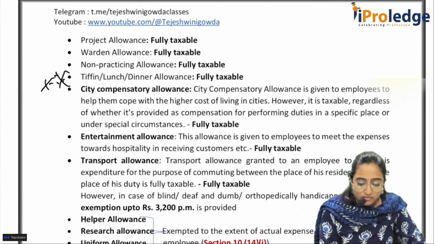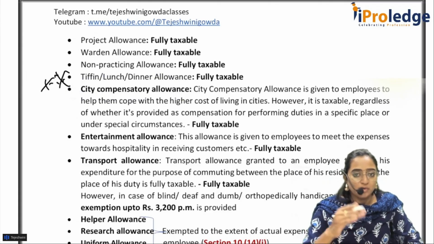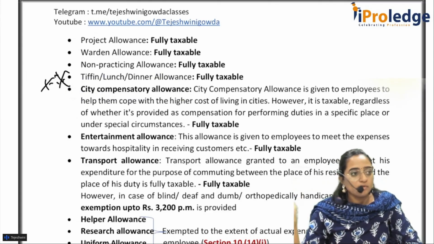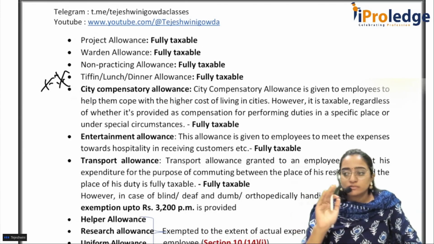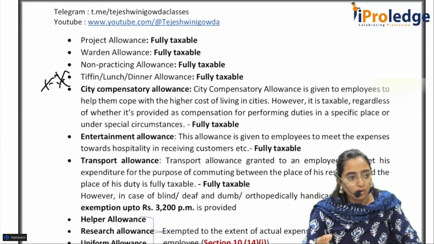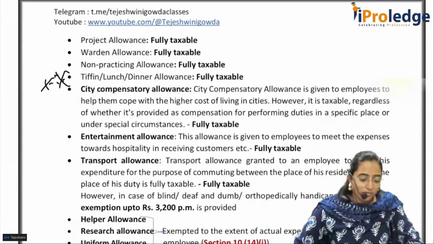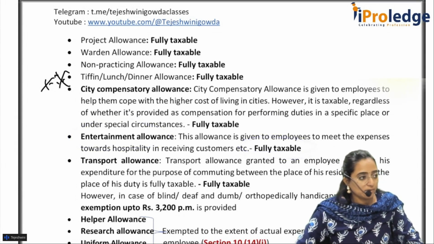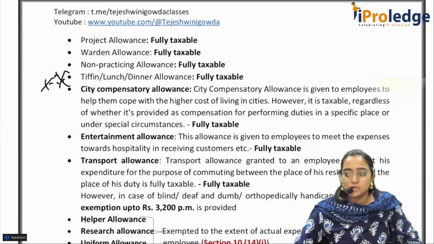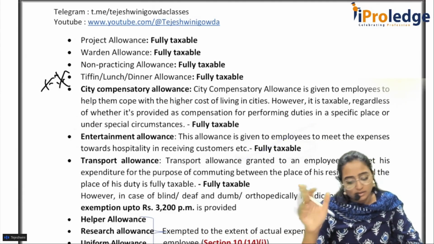Now, city compensatory allowance. What is meant by city compensatory allowance? You are moving to a different city, and the cost of living is going to be different. You may be staying in the outskirts and then get posted to Bangalore, where the cost of living is totally different. Understand? So this is compensation for the cost of living, and it is going to be fully taxable. Then, what about entertainment allowance? Entertainment allowance is going to be fully taxable. Remember, entertainment allowance for government employees is going to be fully exempted. We'll see that later. But generally speaking, it's going to be fully taxable.